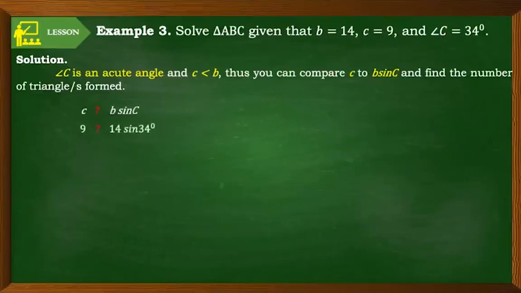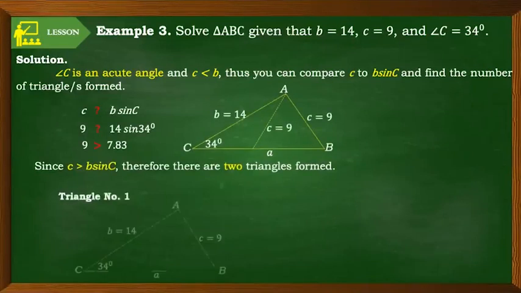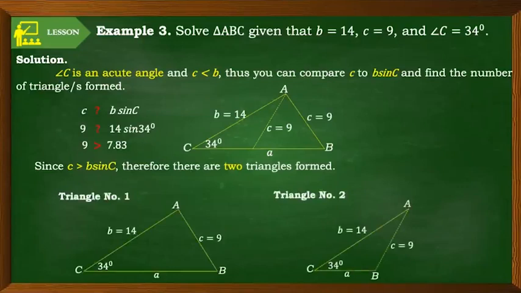Here's our solution. Since c is 9 and b sine C is 7.83, so 9 is greater than 7.83, therefore there are two triangles formed. So triangle number 1 and triangle number 2. So we will be solving triangle number 1 first.